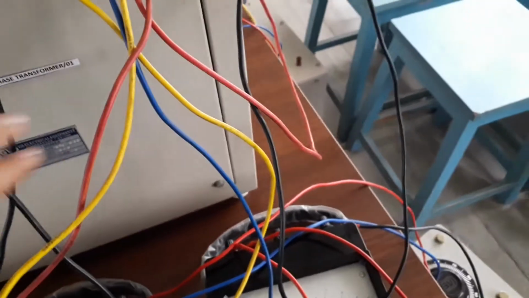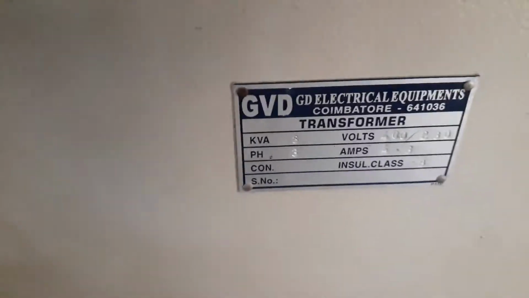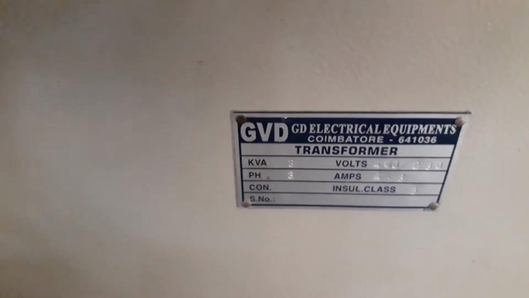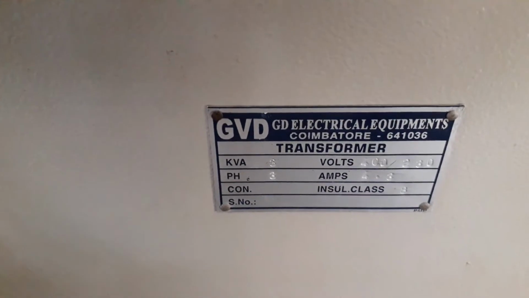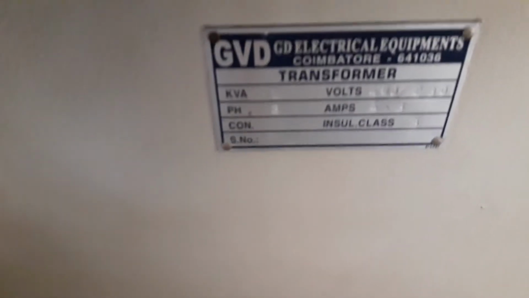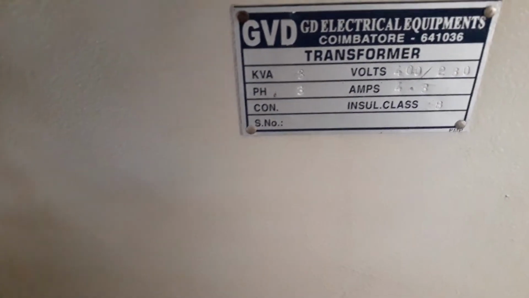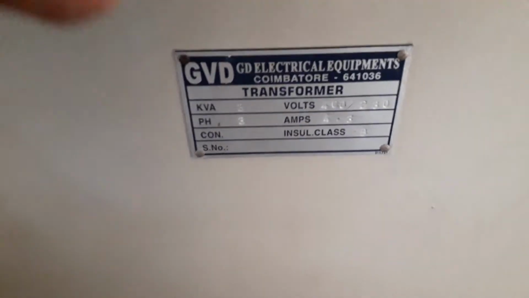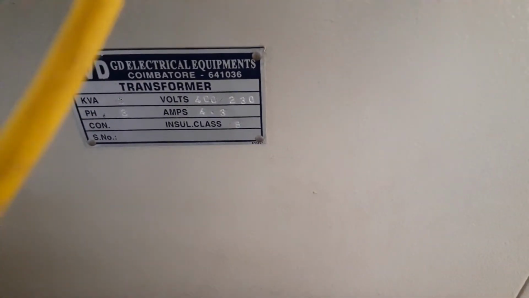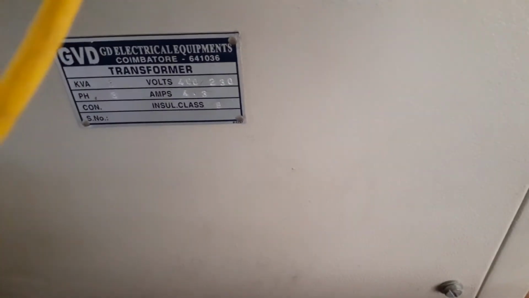Whatever the experiment may be, we have to first see the nameplate details. In our laboratory we have a 3 kVA transformer, the voltage is 400 or 230, and the current rating is 4.3 amperes. So while loading the transformer your load current should not exceed 4.3 amperes. The connections are somewhat complicated.